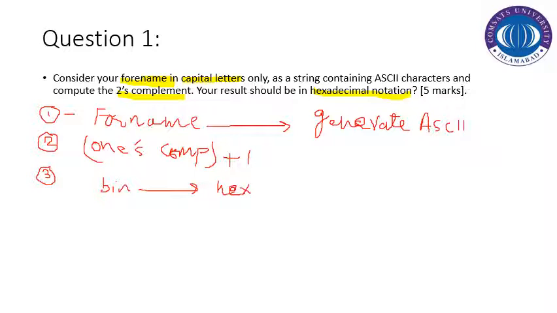So let us go through an example so that you can verify how you are going to perform that task. Let us assume that the forename of the student is Ali, for example, A, L, and I. The ASCII value for A from the ASCII table is 100 0001.